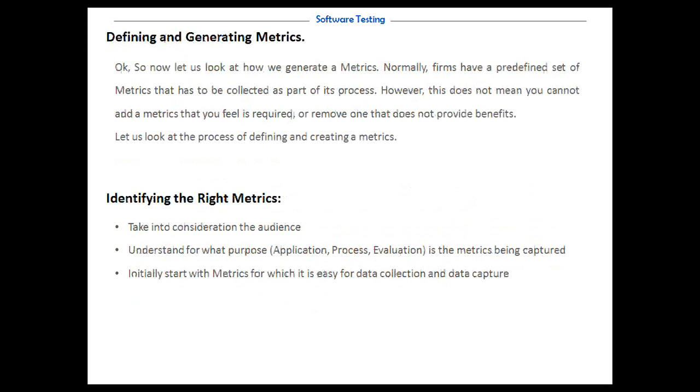So how do you actually define a metric, or how do you actually go about generating metrics? That's what we will try to go through from this slide onwards. So when you are identifying a metric, you need to first take into consideration the audience.